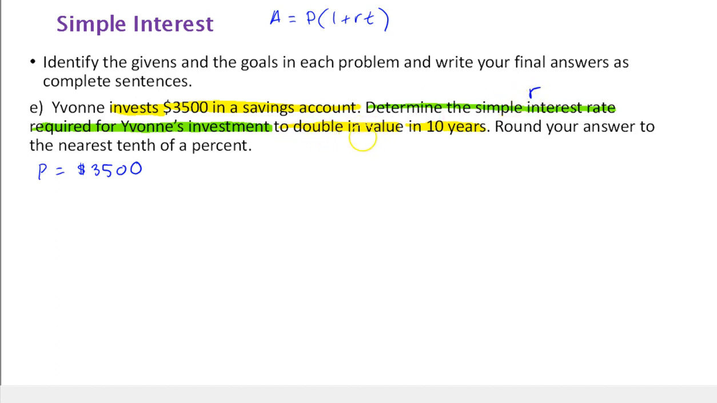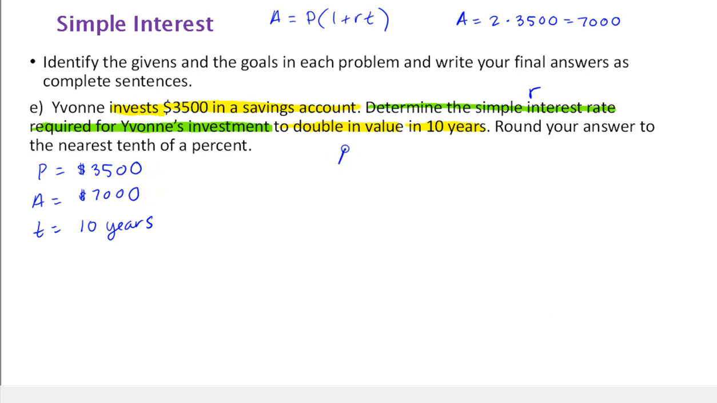And to double in value, that means the amount is going to be 2 times the principal, which is $7,000. So we know the amount is $7,000. And we're given the time amount of 10 years. Okay, so now we're going to use this formula. Our goal is to solve for R. Okay, so there's a little bit of algebra to do, but it's not too bad.